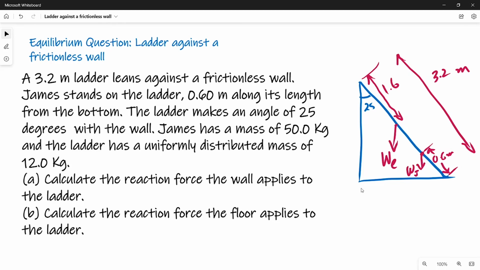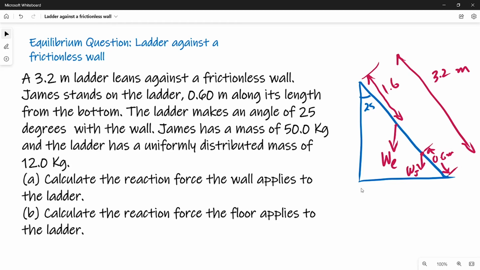It says, a 3.2-meter ladder leans against a frictionless wall. James stands on the ladder at 0.6 meter along its length from the bottom. The ladder makes an angle of 25 degrees with the wall. James has a mass of 50 kilograms and the ladder has a uniformly distributed mass of 12 kg.